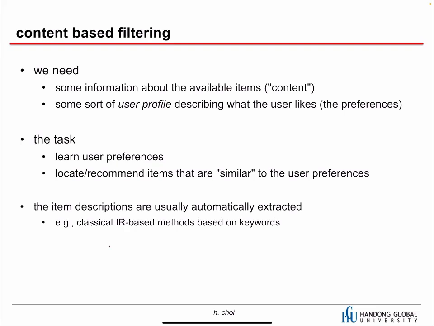When we compare two items, we need to calculate some distance or dissimilarity. To calculate the dissimilarity between these two items, we need some vector, right? And how can we extract this vector from items? That's the important thing for content-based filtering.